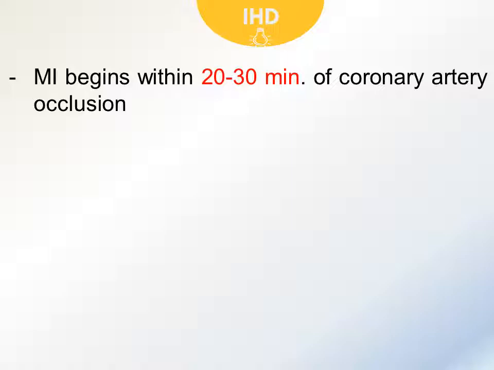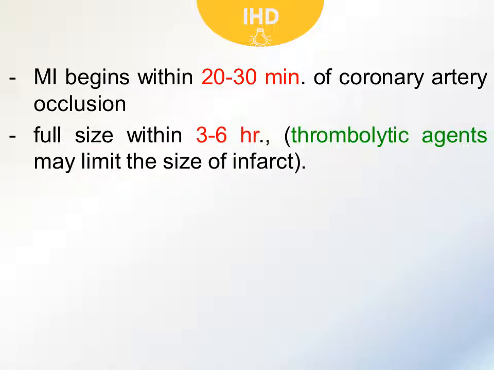Myocardial infarction begins within 20 to 30 minutes of coronary artery occlusion in the subendocardial region, because it is the least area to receive blood from the coronaries, then extends peripherally, reaching full extent in 3 to 6 hours. During this period, lysis of the thrombus by thrombolytic agents may limit the size of the infarct.